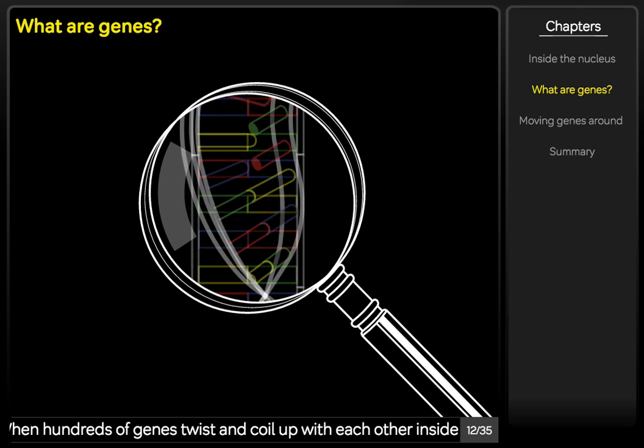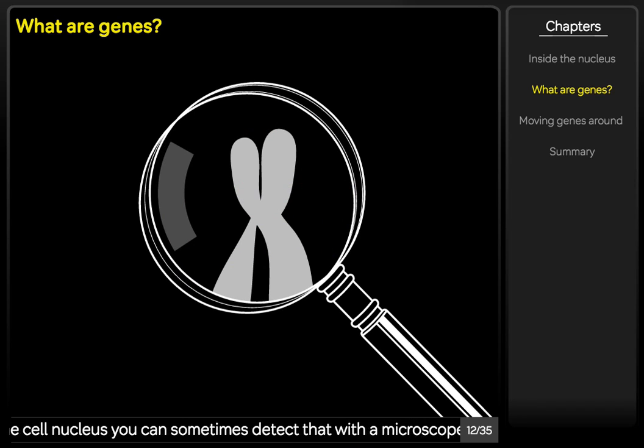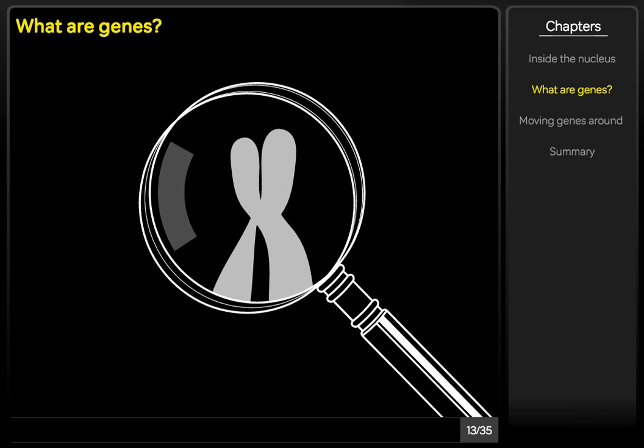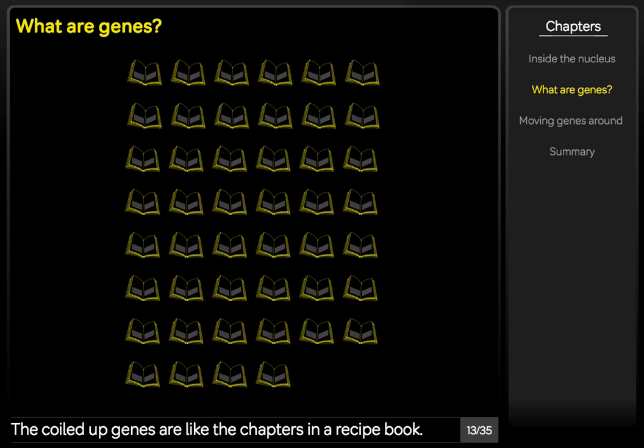When hundreds of genes twist and coil up with each other inside the cell nucleus, you can sometimes detect that with a microscope. The coiled up genes are like the chapters in a recipe book. They are called chromosomes, and most human cells will contain 46 of them. You can think about it as 46 chapters.